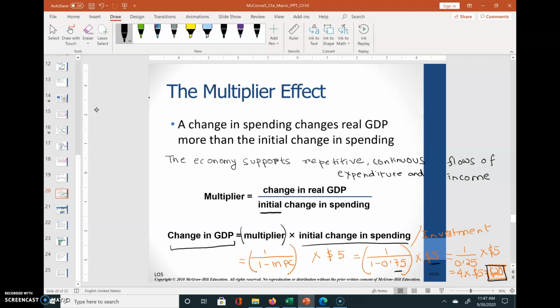So what we see here is the final change in real gross domestic product, which we found out as $20. This is more than the initial change in spending, which is equal to $5. This happened because of the multiplier effect, and this is because the economy really supports this continuous flow of expenses, income over successive steps.